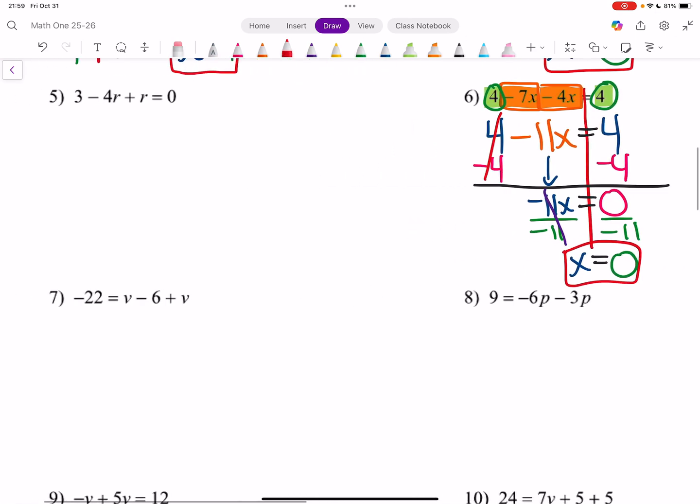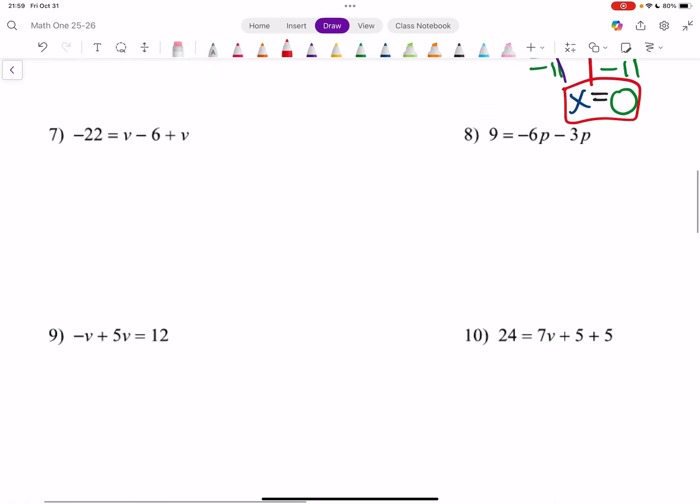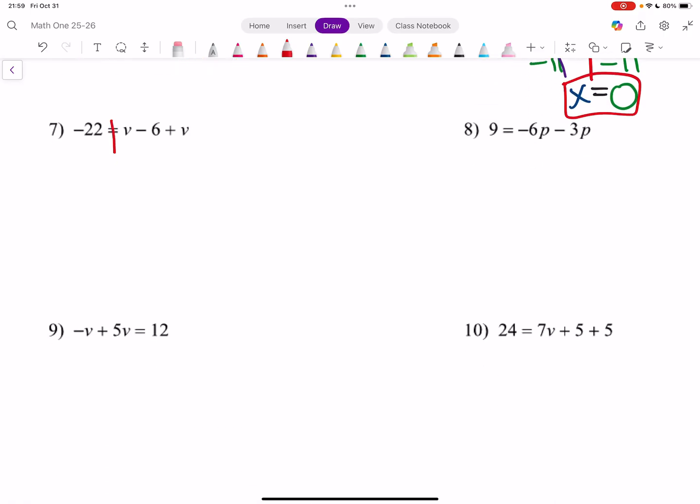Let's go ahead and take a look at number 7. Once again, I want to clearly show the left side and right side of the equal sign. On the left-hand side, I have a negative 22 that's all by itself. There's nothing to combine it with. I have a similar situation with a number on the right-hand side where I have a negative 6, but nothing else to combine it with. For the variable terms, however, I am noticing a positive 1v and a positive 1v.